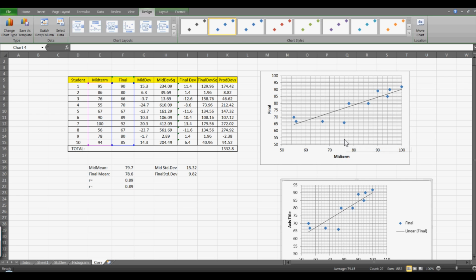So the interpretation of this again would be there's a rising trend. If you do well on your midterm, you're probably going to do well on your final. If you didn't do as well on your midterm, you might not do as well on your final. All right. So now I have demonstrated how to use your spreadsheet to do simple descriptive and inferential statistics.